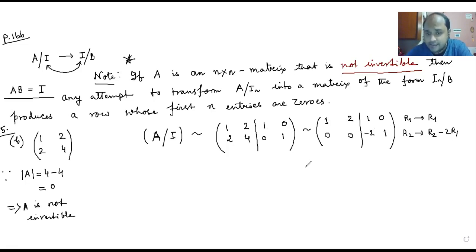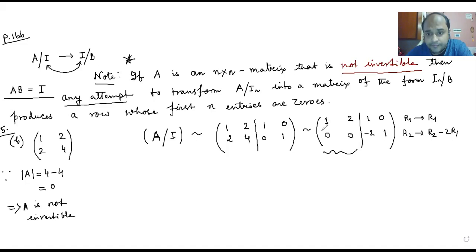So we're getting this. And then if I want to make this element 0, what can I do? I can do nothing. I can do no row operations over here to make it 0. So what this is saying is that I'm unable to perform any further operations over here, and this matrix is not an identity matrix at all. So what is written over here now? Let's find it out. Then any attempt to transform AIN into a matrix of the form INB produces a row whose first n entries are zeros.